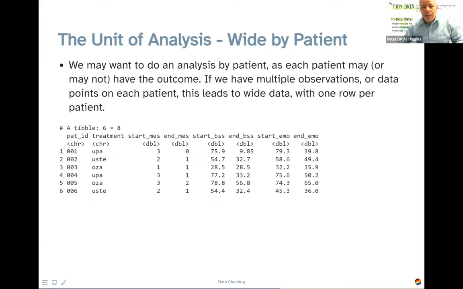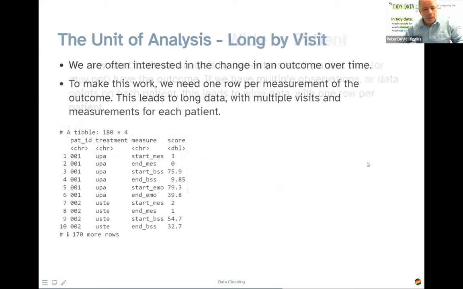We may want to do an analysis by patient, as each patient may or may not have the outcome. If this is our goal, if we have multiple observations or data points on each patient, this leads to wide data with one row per patient and one column per measurement. But we're often interested in the change in an outcome over time. To make this work, we need one row per measurement of the outcome. And this leads to long, sometimes called tall data with multiple visits and measurements for each patient.